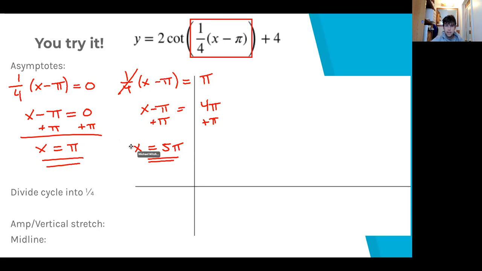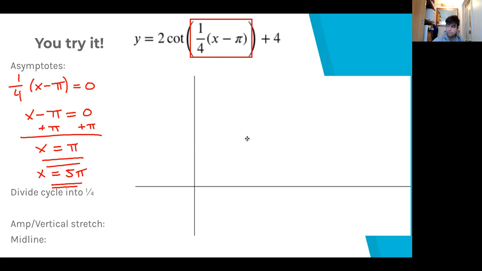All right, let me move this over and erase some stuff. Okay, so again, I want to place these asymptotes in there. I'm just going to count by units of pi. So 1 pi, 2 pi, 3 pi. That way I hit both of these numbers, 5 pi and 5 pi.